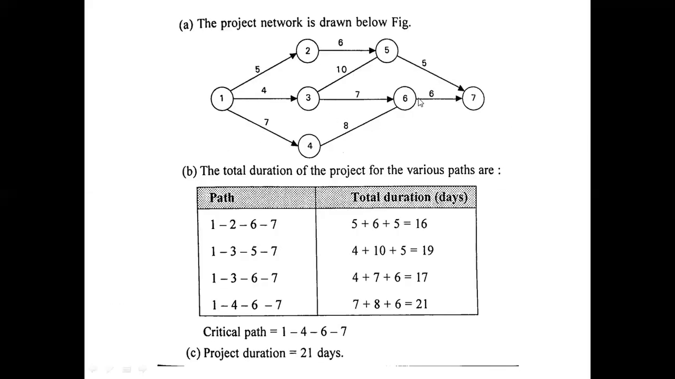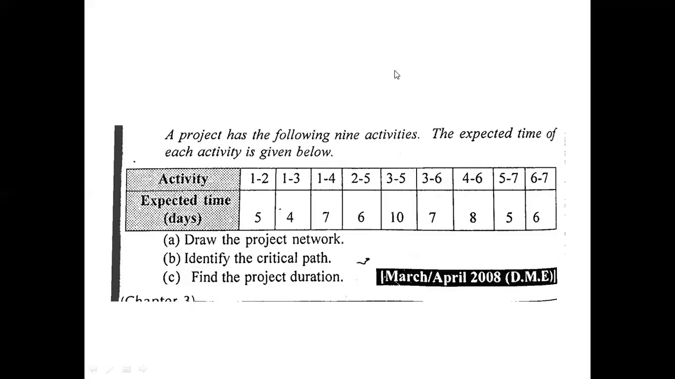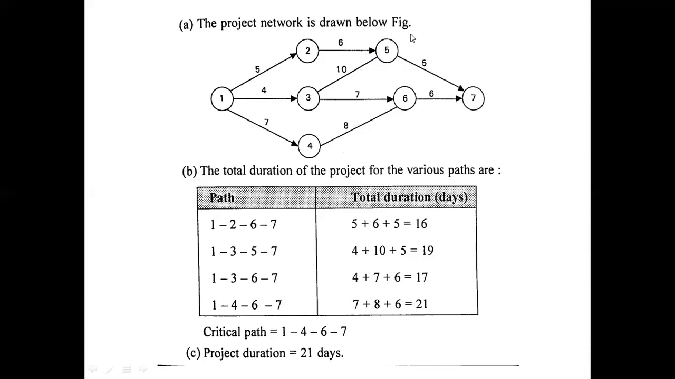3 to 6 and 4 to 6. And finally 5 to 7 and 6 to 7. So here you have to identify the paths. See here, without the calculation, in this way also we can do the problem. So here you have to identify the path from the first node to the last node, that is 7.